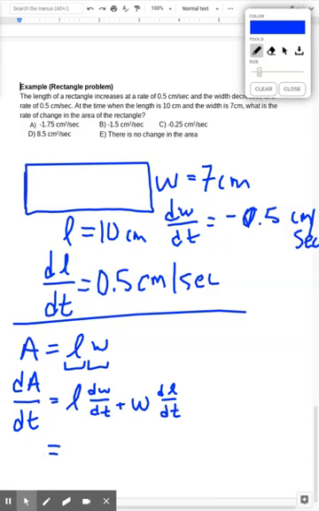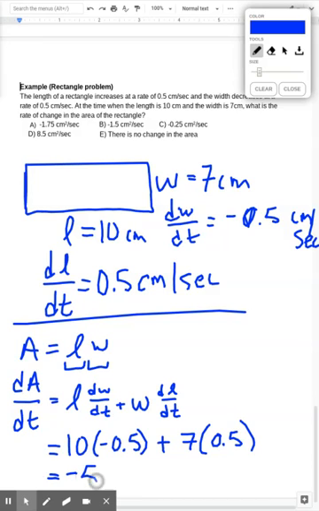So you know the length is 10. The rate of the width is negative 0.5. Plus the width is 7. And the rate of the length is 0.5. And now we just simplify. So 10 times negative 1/2 is negative 5. Plus half of 7 is 3.5. Negative 5 plus 3.5, that's negative 1.5.